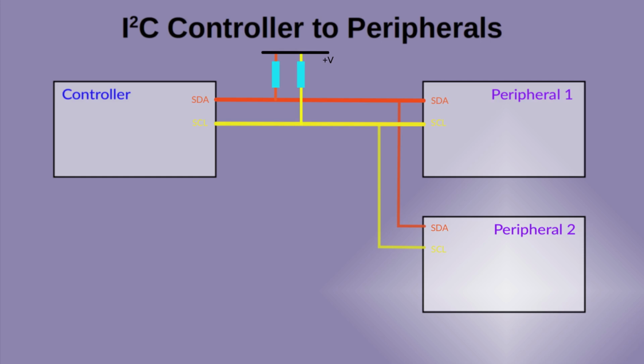To identify which peripheral the controller is communicating with, each device has a unique address. This unique address is used even when there's only one peripheral connected. But now it's important to ensure that you don't have two devices with the same address. The controller does not need an address, as that is the one directing the communications.